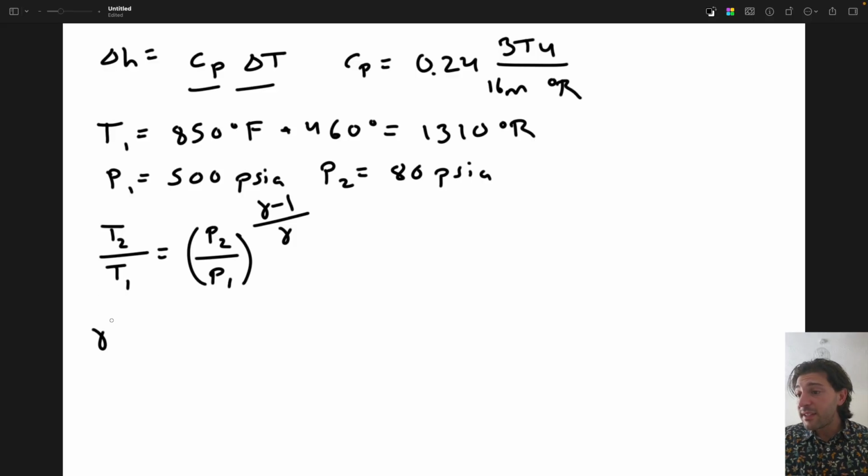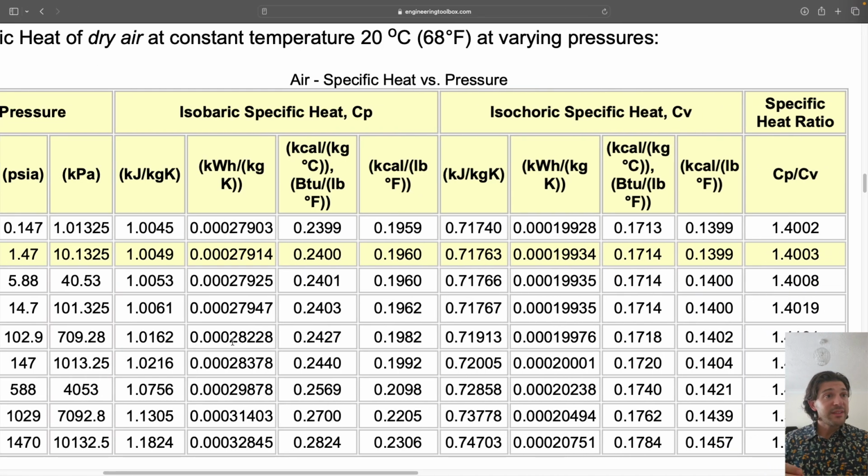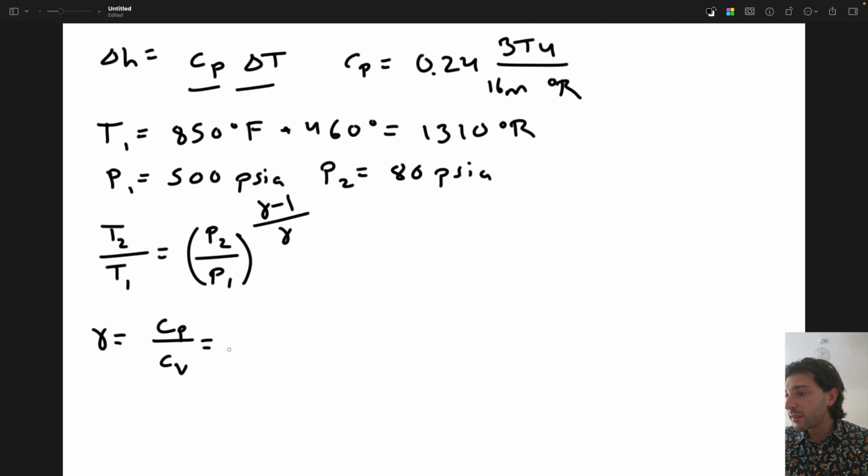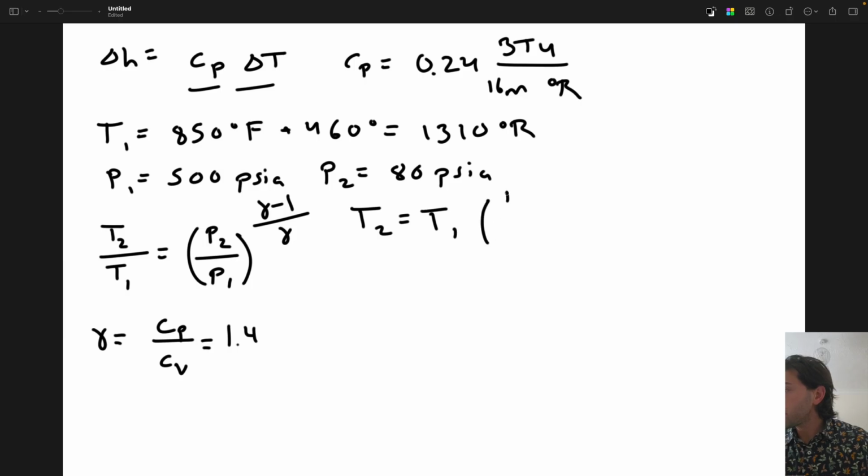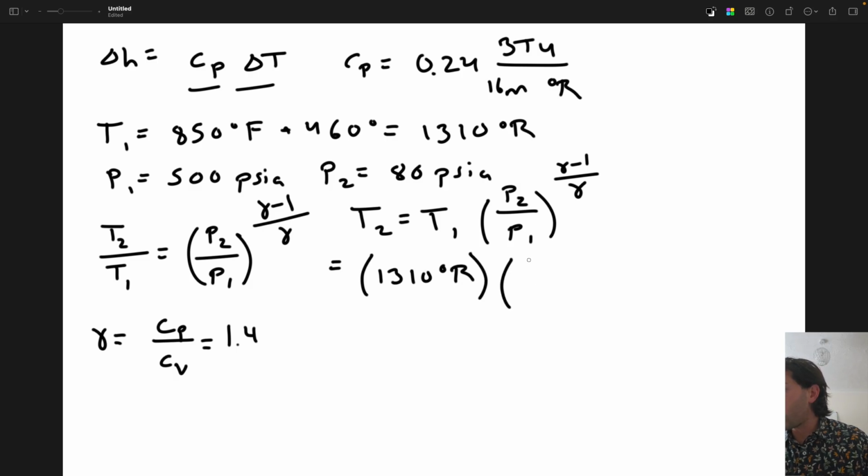Gamma is the specific heat capacity ratio, which is the heat capacity at constant pressure over the heat capacity at constant volume. Looking at the same dependent property chart, we see that the specific heat ratio is 1.4. So we'll put that in. And so now we can just rearrange and plug in our values. It's important to write all this out, so if there is a mistake, we can always check our work.